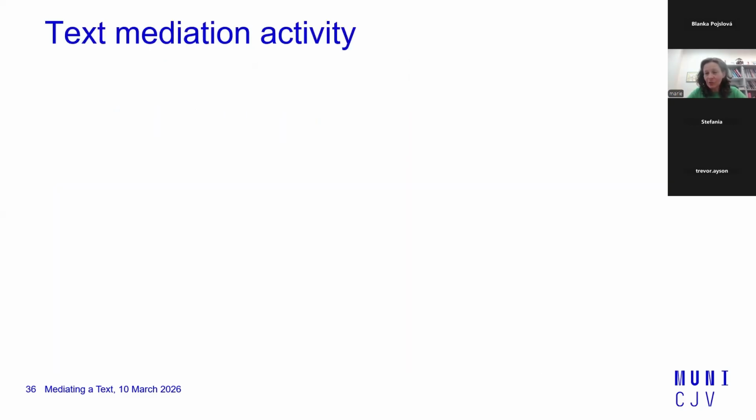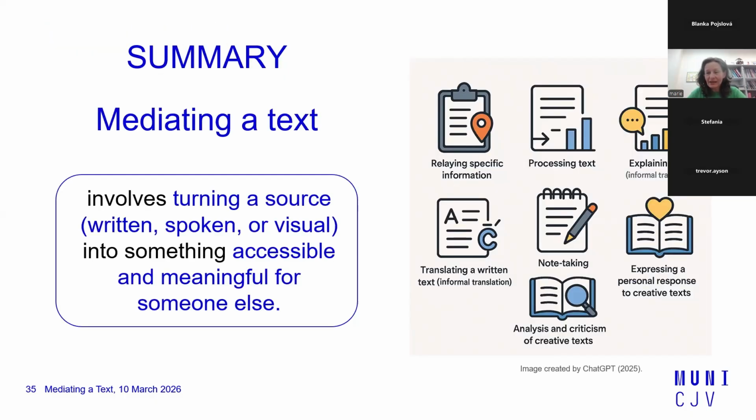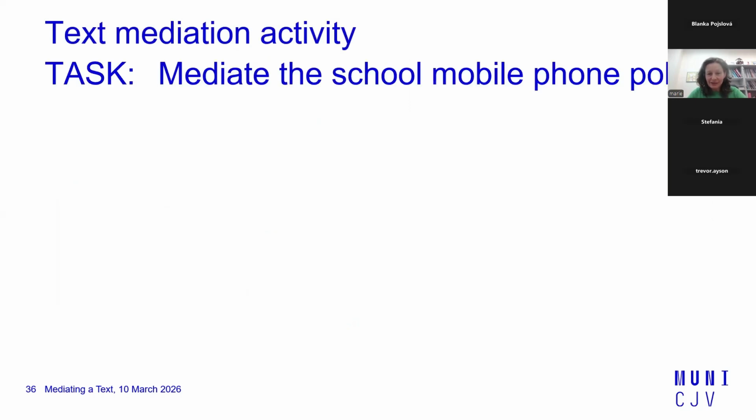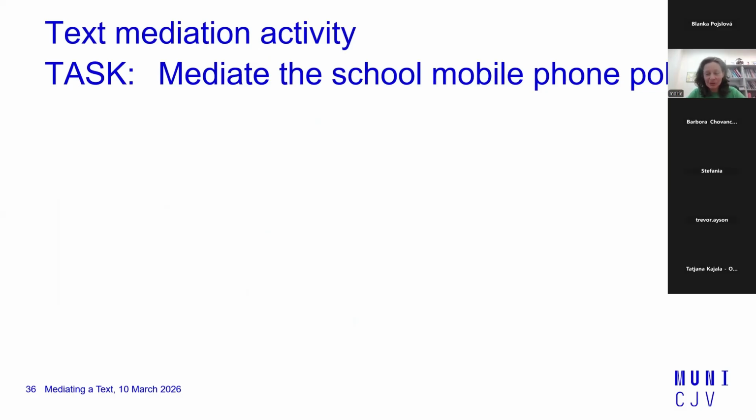So we've gone through all 7 types of mediation, and now it's time for a text mediation activity. The task is to mediate the school mobile phone policy. It's a controversial issue. In some schools, students are banned from using phones at all. In some schools, they can use them only during breaks and only during lessons when the teachers want them to use, for example, some online activities.